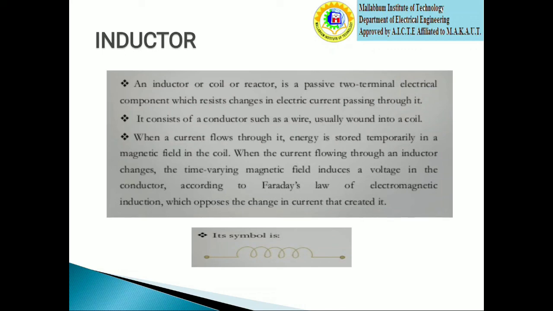An inductor is also a two-terminal circuit element. It stores energy through current, that is W = 1/2 L I squared. It follows Faraday's law of electromagnetic principle. Initially, it behaves like an open circuit, and finally it behaves like a short circuit.